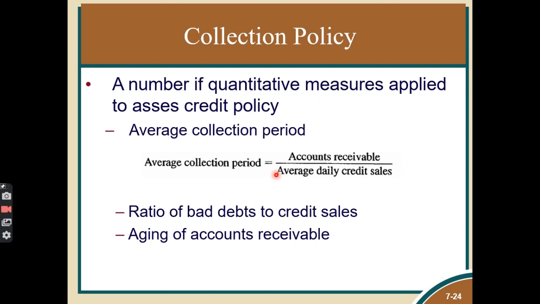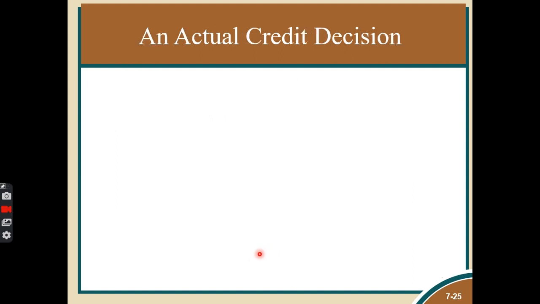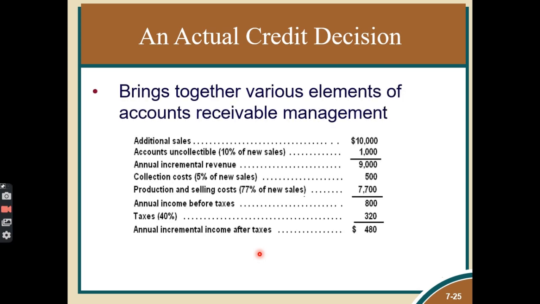Also, we need to analyze the ratio of bad debts to credit sales because we do not want our credit sales to be translated as bad debts. We want them to be translated as collections. And the aging of accounts receivable to determine if there are past due or overdue accounts. Which now brings us to an actual credit decision.